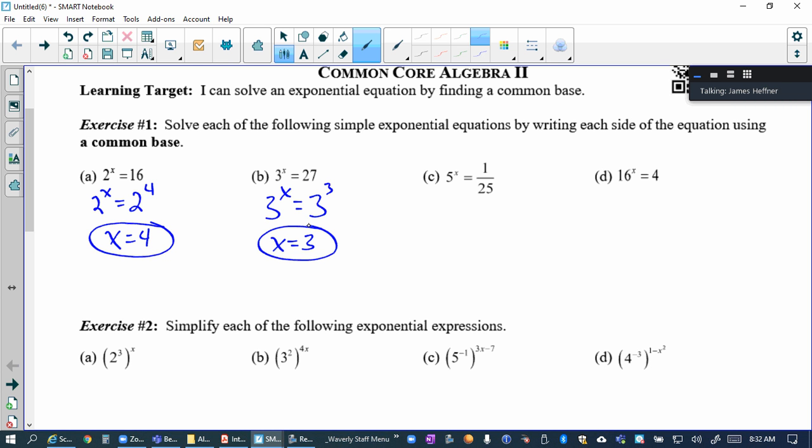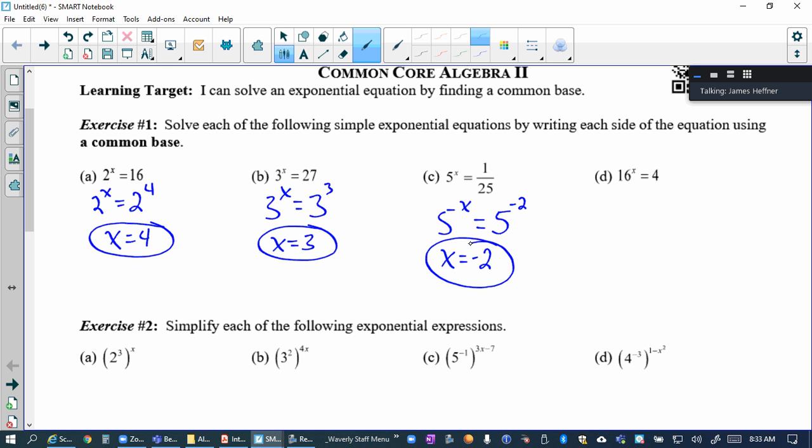All right, let's take a look at C. Slightly different. We have 5 to the x equals 1 over 25. Could we write 1 over 25 as some power of 5? Yes. 5 to the what? 5 to the negative 2. Negative 2, right? That's how it got made a reciprocal. In other words, 1 over 5 squared, wouldn't it be? So what does x equal in this case? x equals negative 2. Simple enough, right?